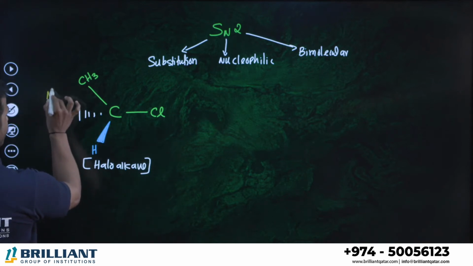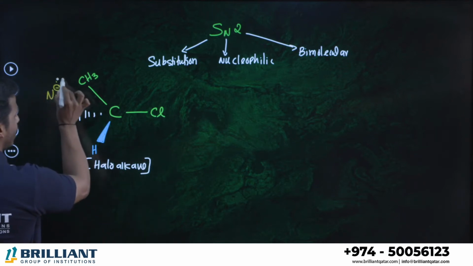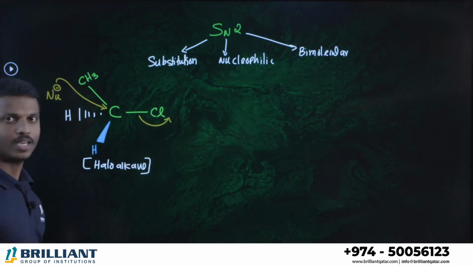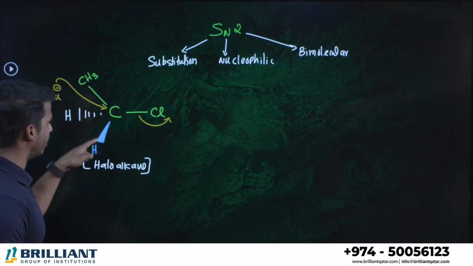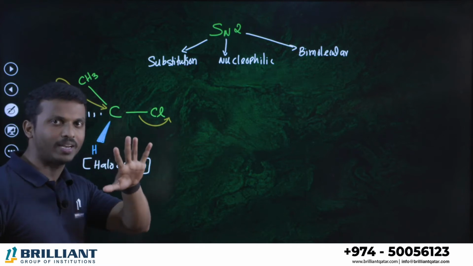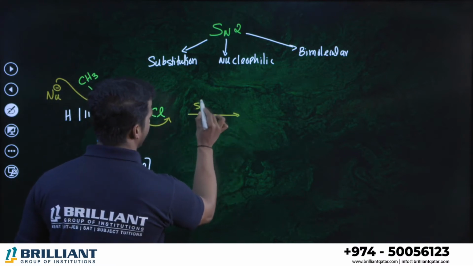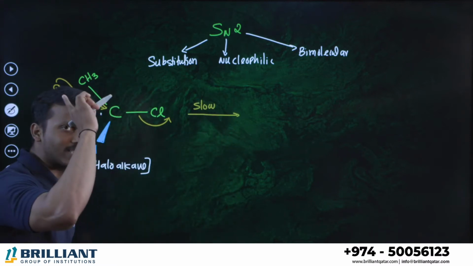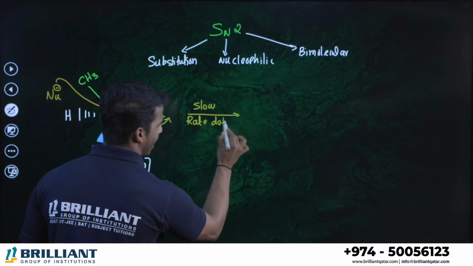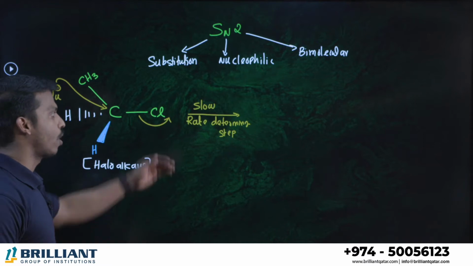So let me welcome the nucleophile. I express it as Nu minus, a negatively charged one. The nucleophile attacks the carbon atom, so the halogen leaves the system. Already the carbon has 4 bonds, 4 valency completed. When the nucleophile tries to make a bond, it becomes 5. In order to maintain 4, the halogen should leave, right? So this is the slowest step. We studied in the SN1 mechanism the slowest step is also known as the rate determining step, right? The slowest step is called the rate determining step.